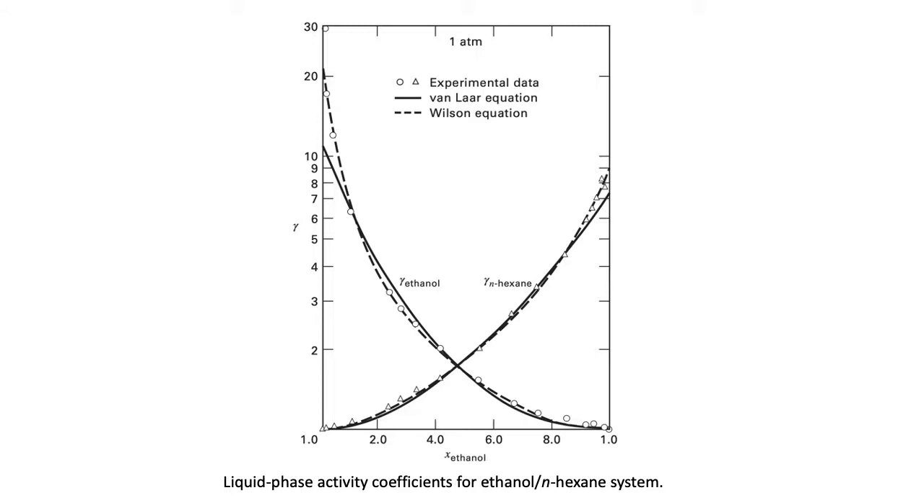So here we can see the comparison between Van Laar and also Wilson. We can see that the Wilson curve is almost identical to the data, whereas the Van Laar is a little bit difficult to predict at the dilute region.